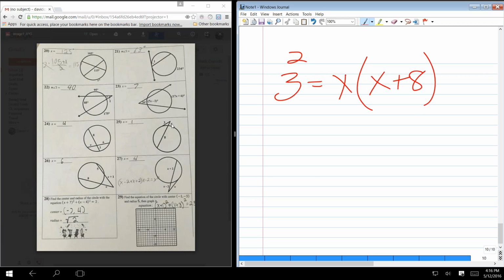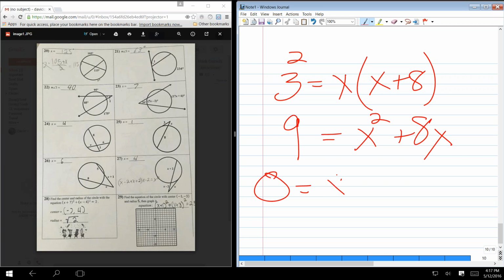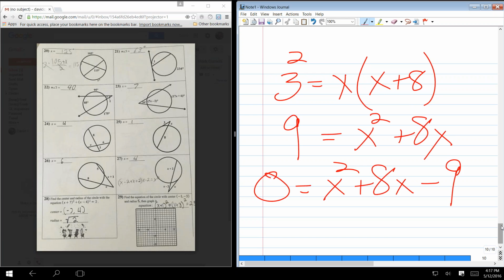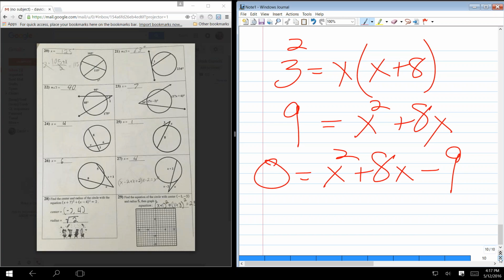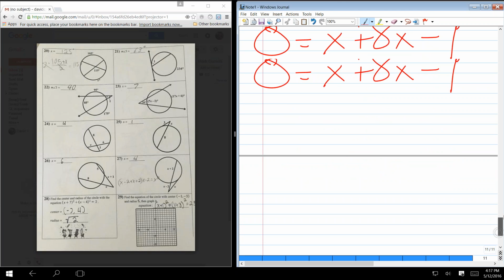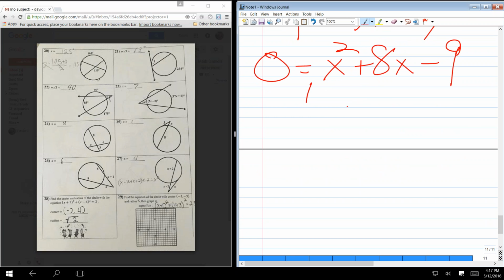Notice the difference. It's not x times 8. It's x times x plus 8. Completely different than when you're intersecting inside the circle. And now that becomes a quadratic, because now I have 0 equals x squared plus 8x minus 9. How do I factor that? Whatever adds up to the first one and multiplies to the second. Give me the two factors.